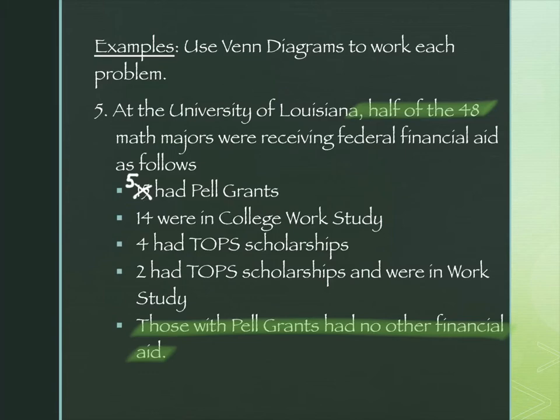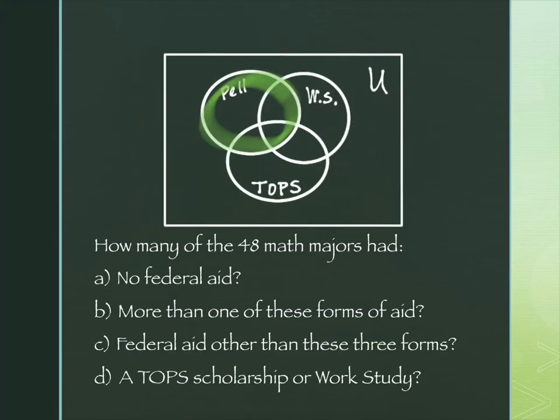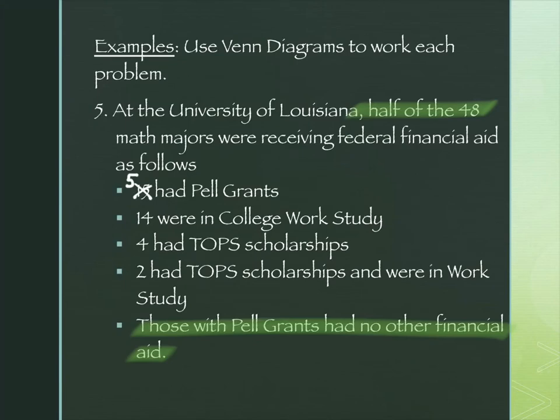What does that mean? Well, it means that everywhere that Pell Grants is overlapping with the work study and with the TOPS, those are zeros. If they have Pell, they don't get the rest. Is everybody making sense of that? Okay, so we're going to put a 5 there in just a moment, but let's actually go through a couple others.